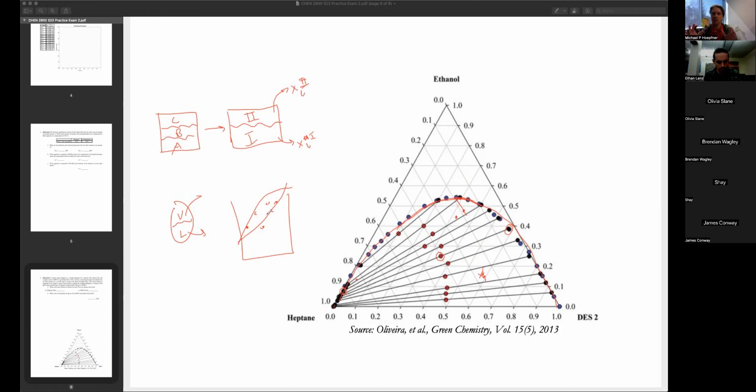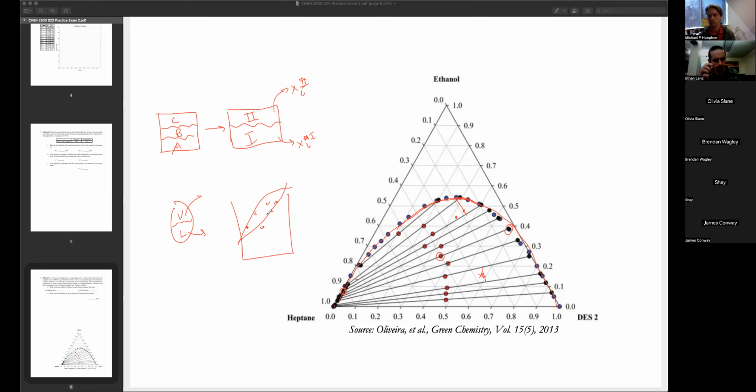And so you don't actually need to know how much of each of the two phases there are, because you can work that out after the fact once you've created the phase diagram. Okay, gotcha. And all right. Yeah. I had just one other question.